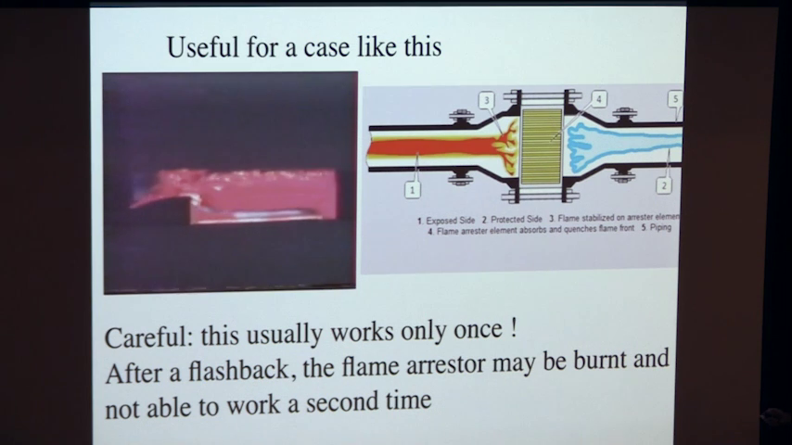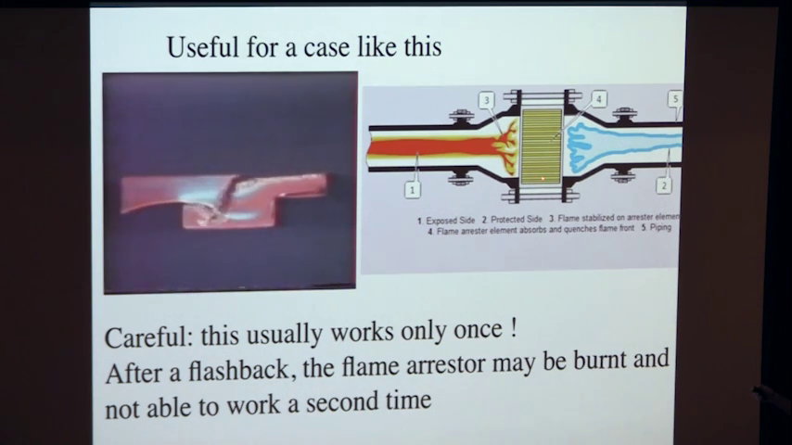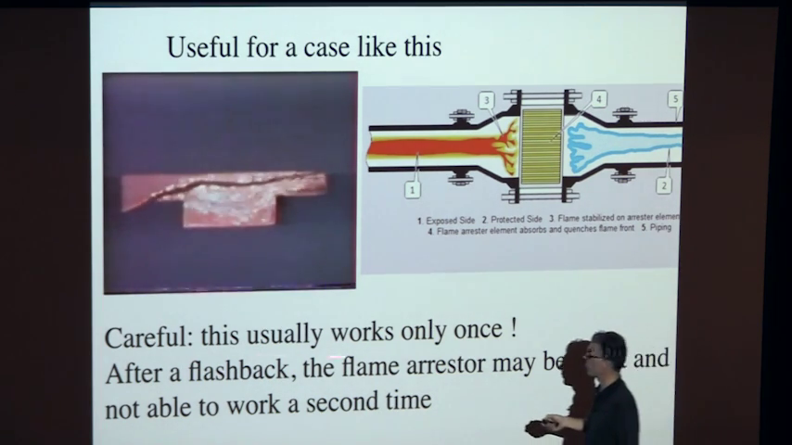These flame arresters are just small tubes with a small diameter, so that if a flame arrives here, it will be quenched and it won't propagate on the other side. Just be careful, this works only once.